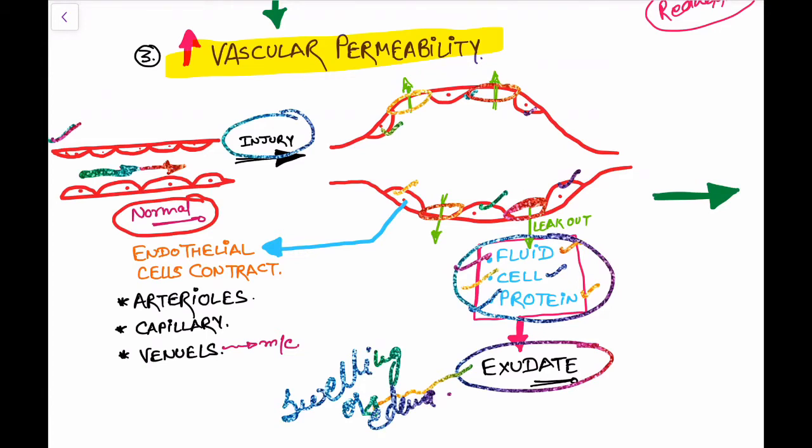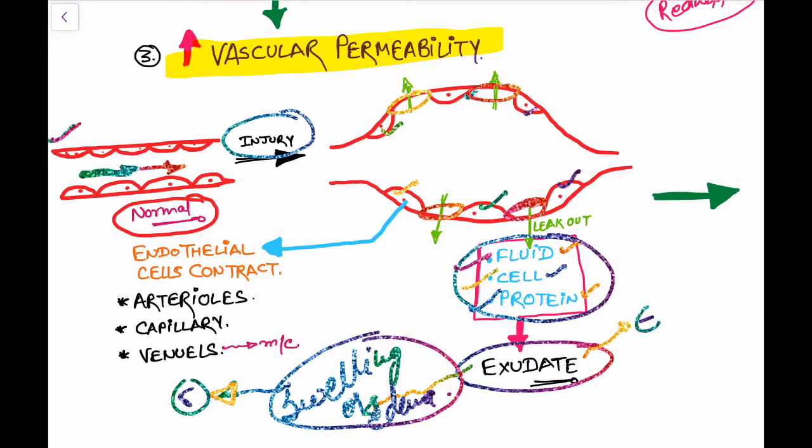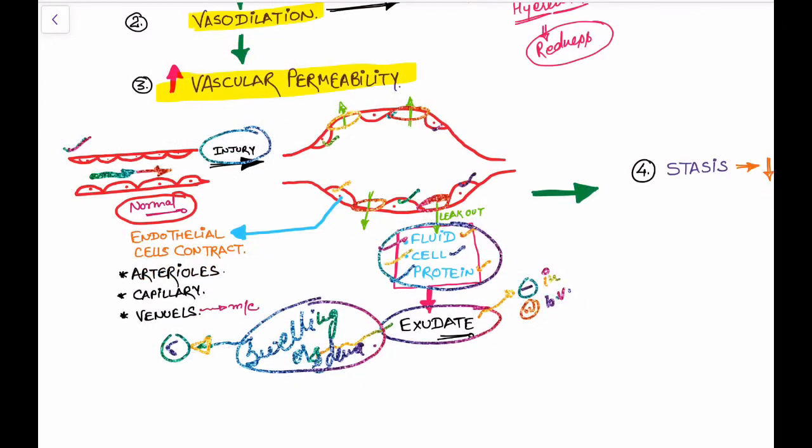Which is also one of the cardinal signs of inflammation. Exudates are normally absent in normal blood vessels. So friends, endothelial cell contraction is the most common mechanism by which vascular permeability increases. In endothelial cell contraction, mainly arterioles, capillaries and venules are involved, most commonly venules.